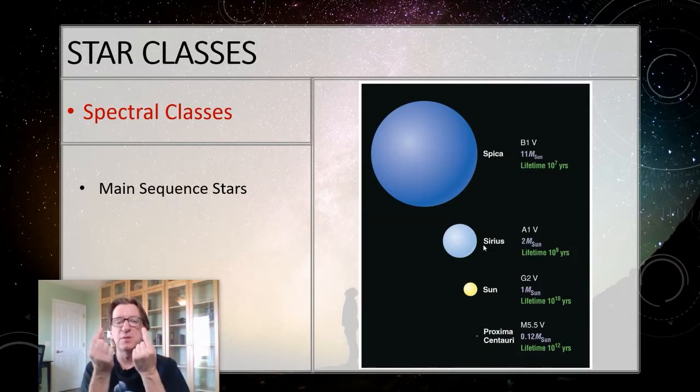If we brought Spica up to be the same distance away as Sirius, it would be outshining Sirius by a whole lot. Our sun then is a G2. It is also a main sequence star. That's what that V means.